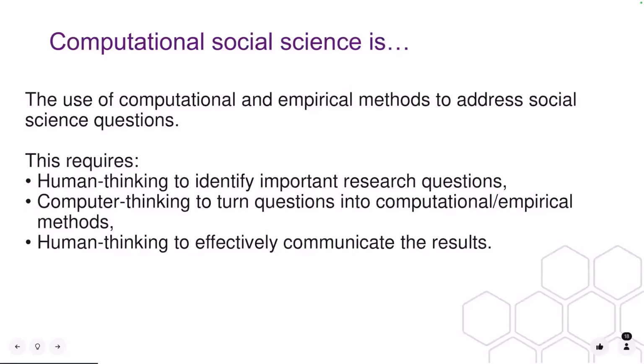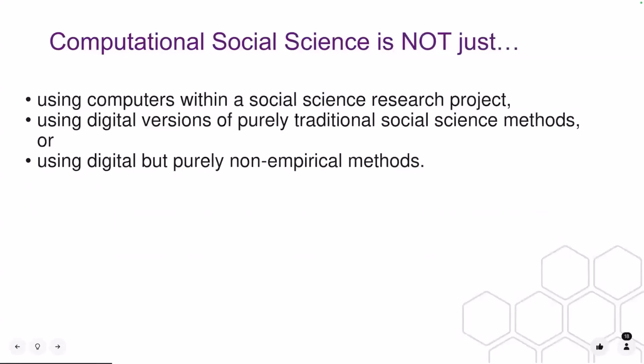But we also need a sprinkle of more computer thinking in order to then turn these questions into computational or empirical methods. So you're going to want to try and think about how you can adapt your research question into something that a computer can understand and that you can analyze with your chosen method. After you've completed your research and your analysis, you're going to need that human thinking, social science brain again to effectively communicate these results to other people. So another way to think about computational social science is to think about what it's not, because this can really help solidify it.